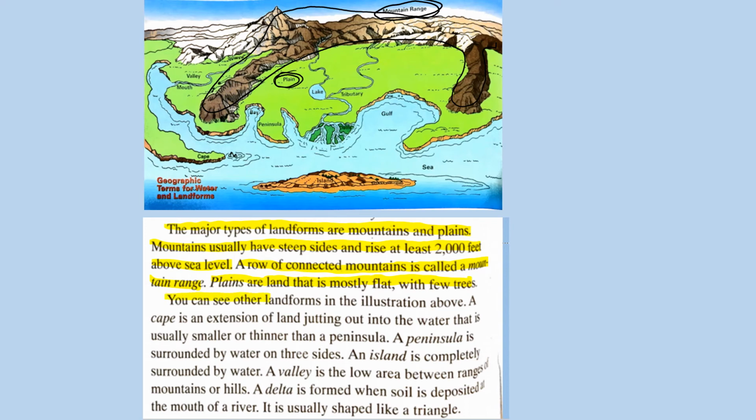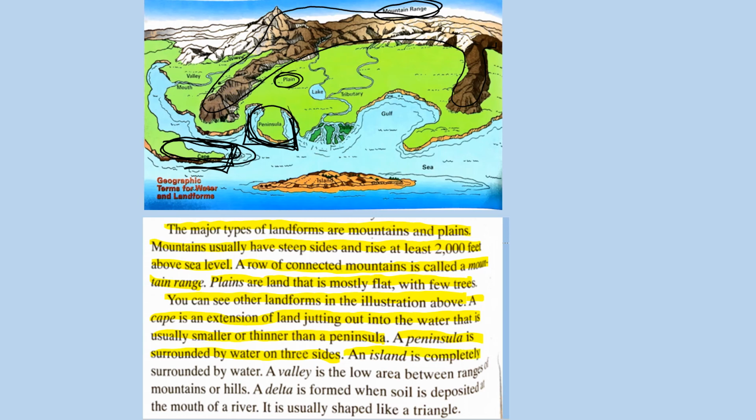You can see other landforms in the illustration above. A cape is an extension of land jutting out into the water that is usually smaller and thinner than a peninsula. A peninsula is surrounded by water on 3 sides. So a cape and a peninsula are very similar. The only difference is one is really skinny. Here's my cape over here, it's very skinny. And a peninsula is kind of fat. They're both surrounded by 3 sides of water. Okay. Florida is a good example of a very large peninsula in the United States.